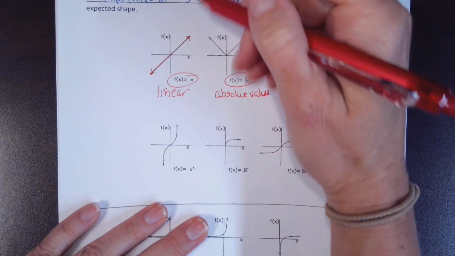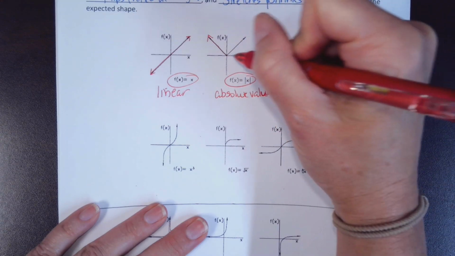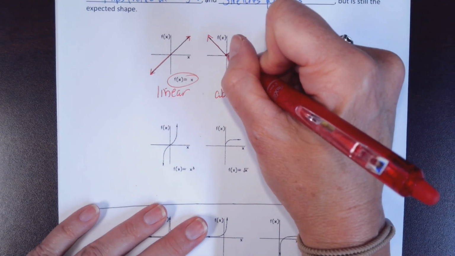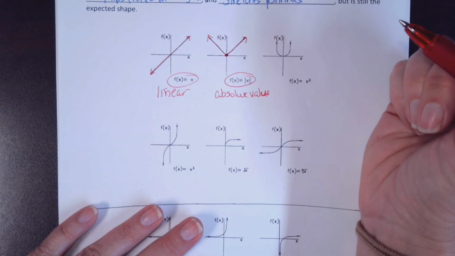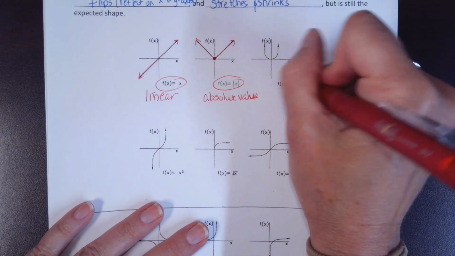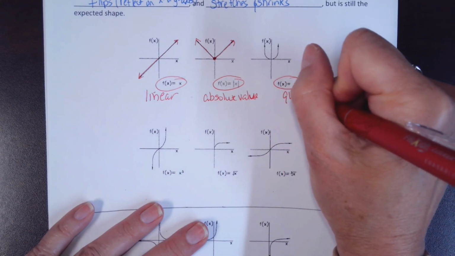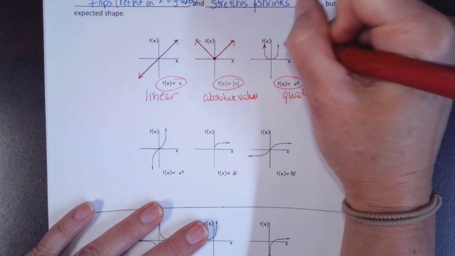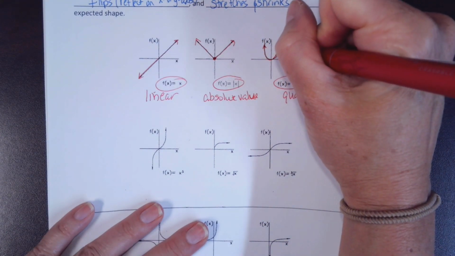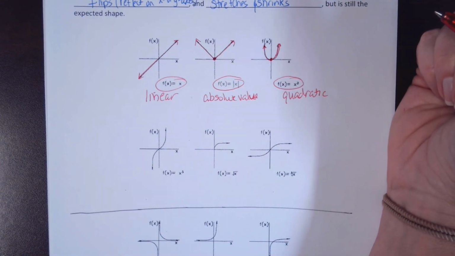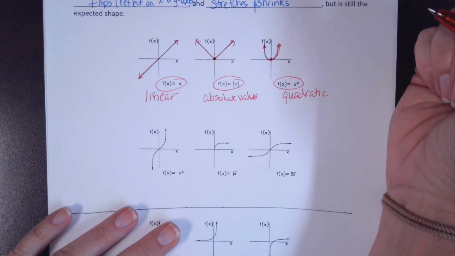Absolute value function is always a V shape. The parent absolute value function has a minimum function value of 0. Then we've got our quadratic function, our x squared. The quadratic function is always going to be that U, that parabola shape. The parent quadratic function opens up just so and has a minimum value for the range of 0.